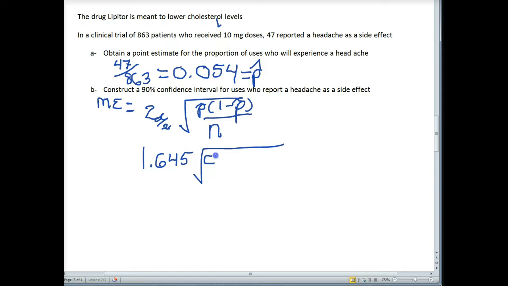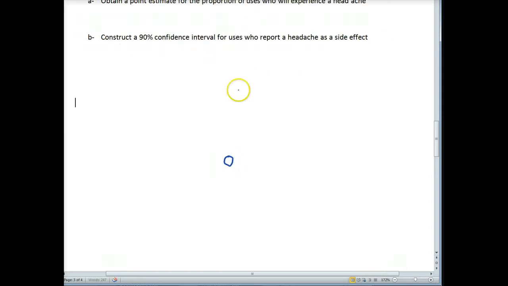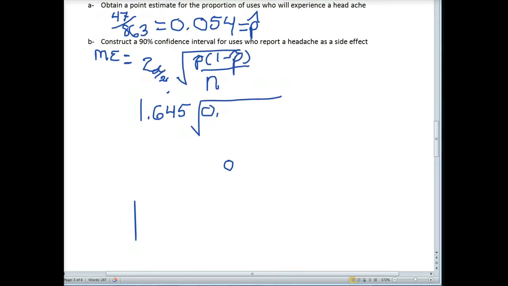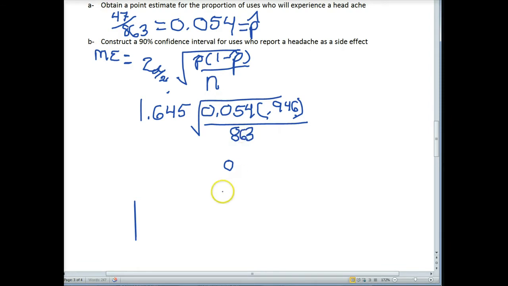P hat, we have found p hat to be 0.054. I'm going to go ahead and just use my calculator to figure out what is 1 minus 0.054, and I get 0.946. Now when we fill in the n value, you must remember we are using the total number who were in the study, 863. I can read.